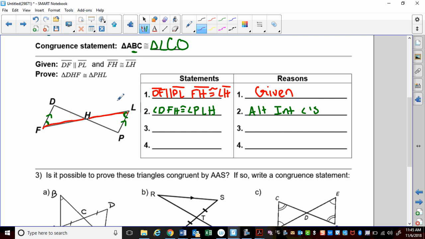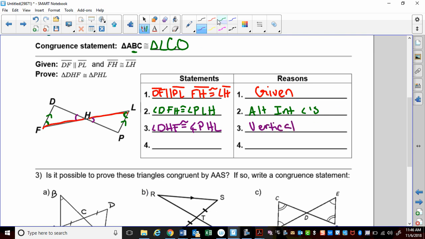There's one more thing that I can just assume from this diagram. Since these lines are intersecting, then I know that these opposite angles are congruent. To name this angle, I have to use H as my middle letter. Angle DHF is congruent to this, which has to have H as my middle letter, angle PHL, because these are vertical angles.